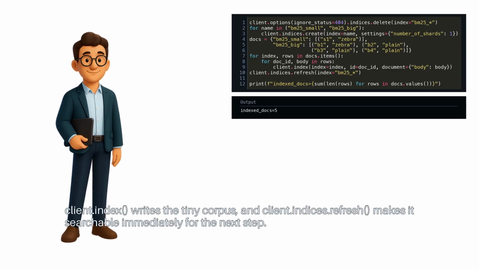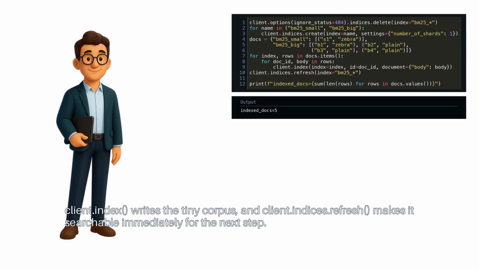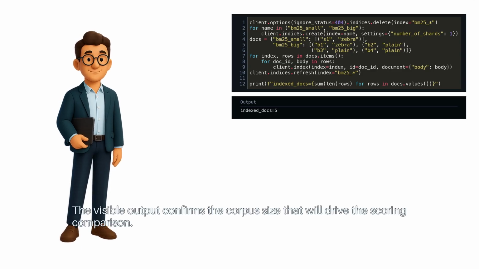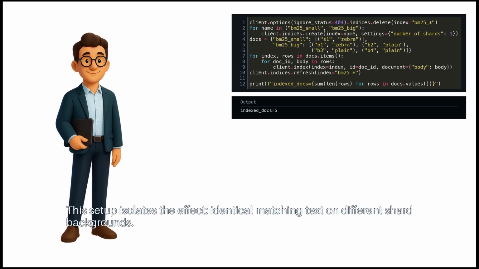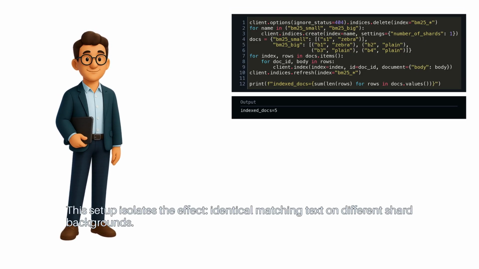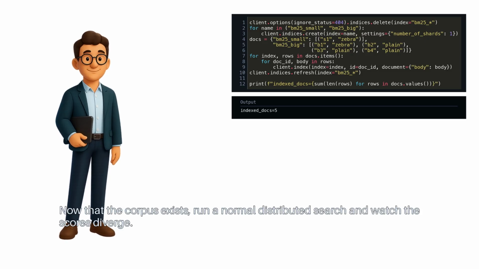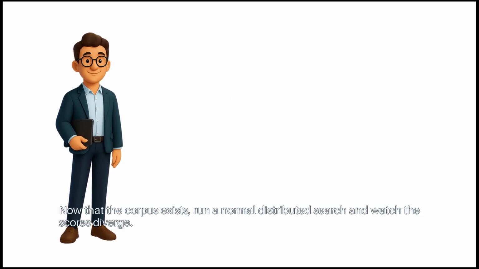Client.index writes the tiny corpus, and client.indices.refresh makes it searchable immediately for the next step. The visible output confirms the corpus size that will drive the scoring comparison. This setup isolates the effect: identical matching text on different shard backgrounds. Now that the corpus exists, run a normal distributed search and watch the scores diverge.